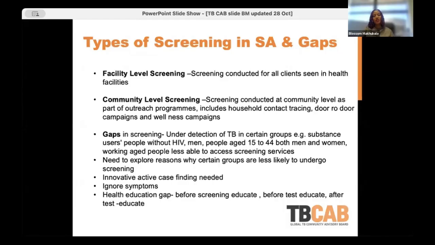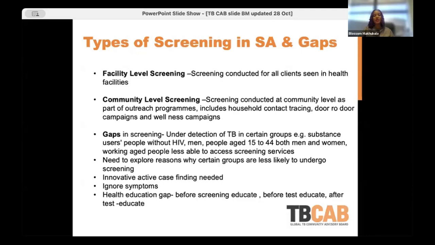You also get community level screening, which is conducted at a community level. I love this. This is about bringing services to the community, and this is part of outreach programs, which includes your household contact tracing, your door-to-door campaigns, as well as your wellness campaigns. What is problematic with this? It's not consistent. It's usually triggered by our health calendar days in South Africa. For example, during the month of March, you will see a lot of outreach level screening activities, because it's World TB Day. So it doesn't help if it's just on a routine basis. It should be all the time. So I see that as a gap.